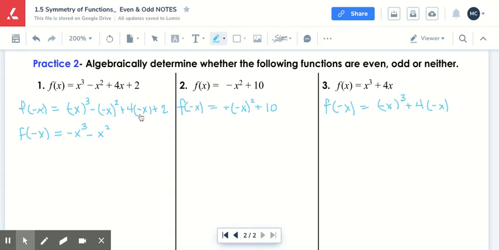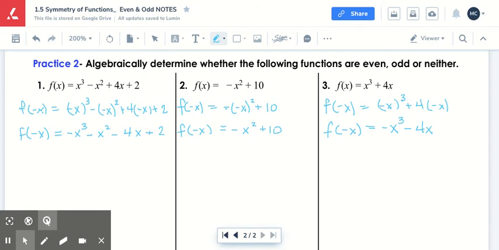Now I've got a positive times a negative here for this next term. Positive times a negative gives me a negative. And then that plus 2 on the end just stays as it is. So this would be a good place now to pause the video again and try simplifying the other two.